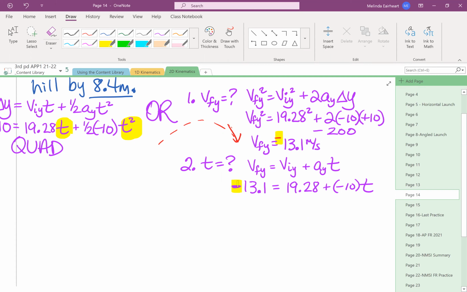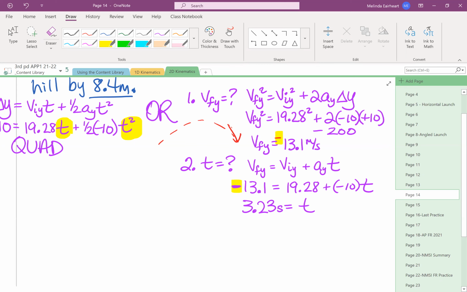What do we get? Correct time is 3.23 seconds. Okay, so when you do the workaround, use the other two equations, find final velocity first. When you square root, consider, do I want the up or down direction for what they're asking? And then use the first equation to find time.